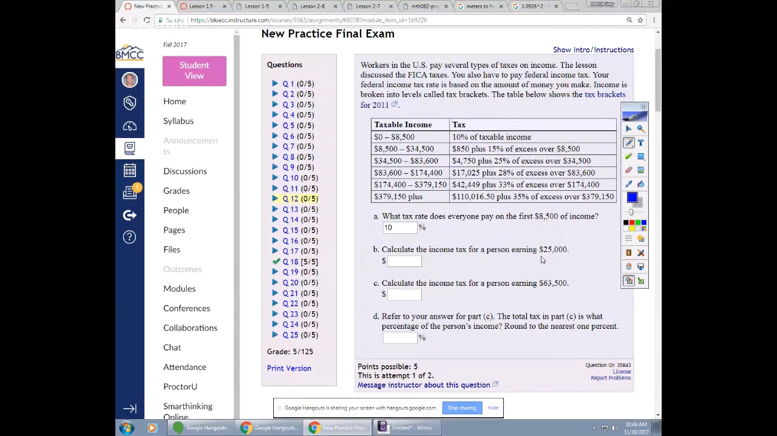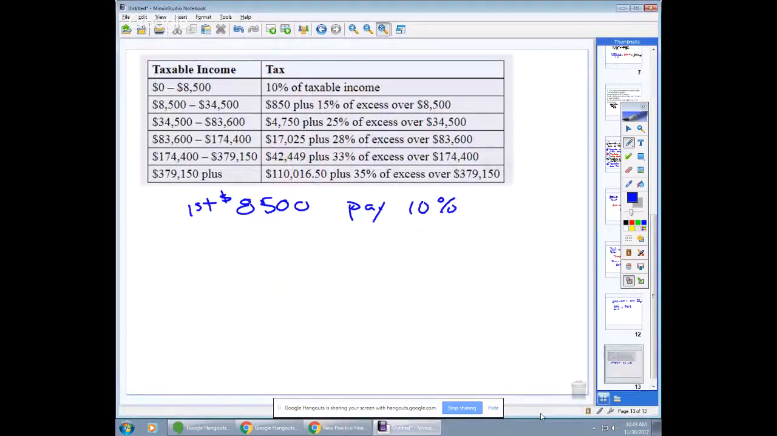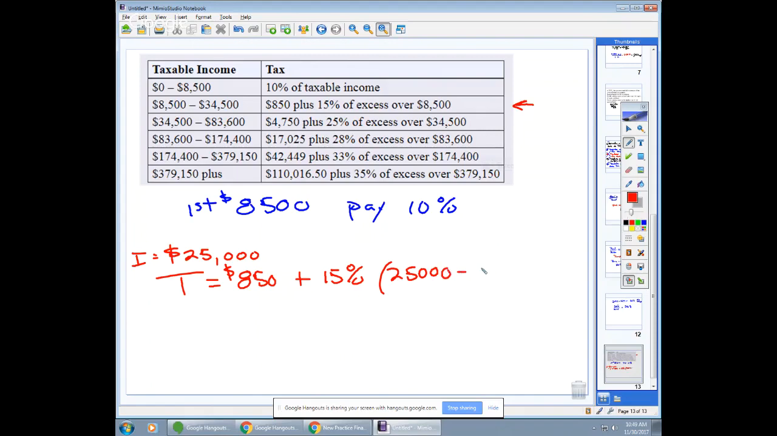All right, next, suppose somebody earns 25,000. What tax are they going to pay? Taxable income is 25,000. Are they in the first row, second row, or third row, or further? They're in the second row here. So they're going to pay $850 plus 15% of the excess, because they've already paid for the 8,500. So anything over that. I have to take my 25,000 and subtract the 8,500 I've already paid on.